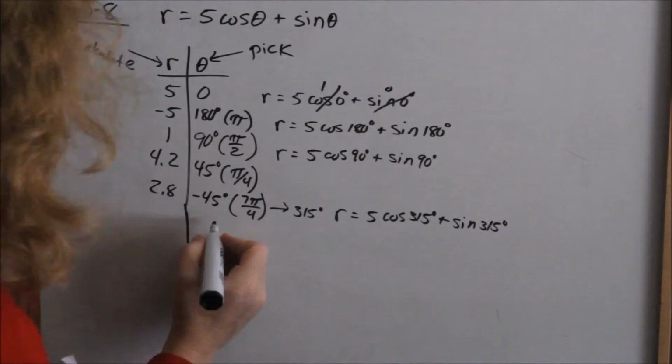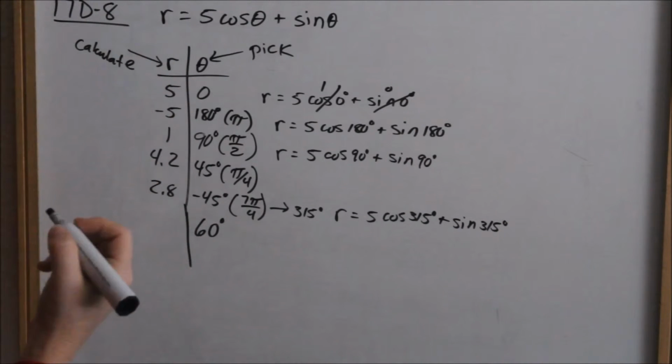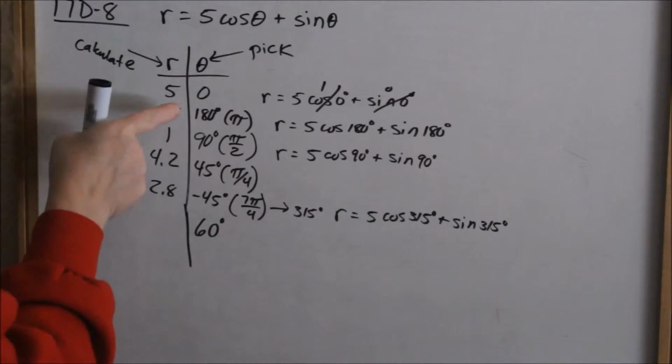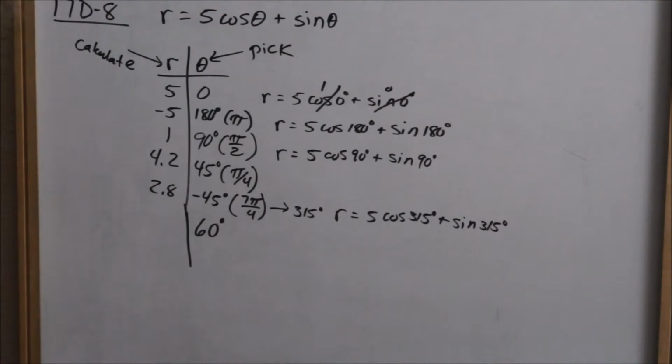Then I chose 60 degrees, and this just takes practice. I can't tell you exactly which degrees to pick, but I can give you a guideline. I normally start with 0, 90, 180, 270, those are all on the axis. Then in between, I'll pick the special angles, 45, 60, 30.